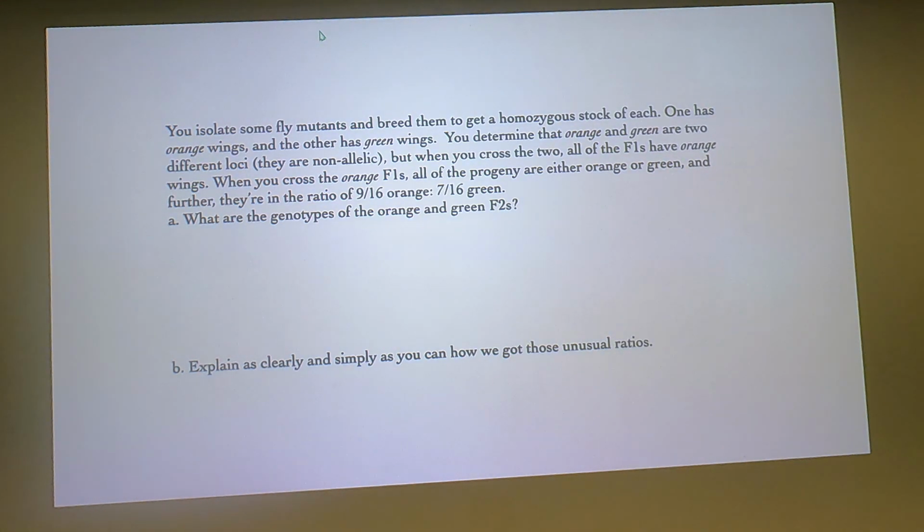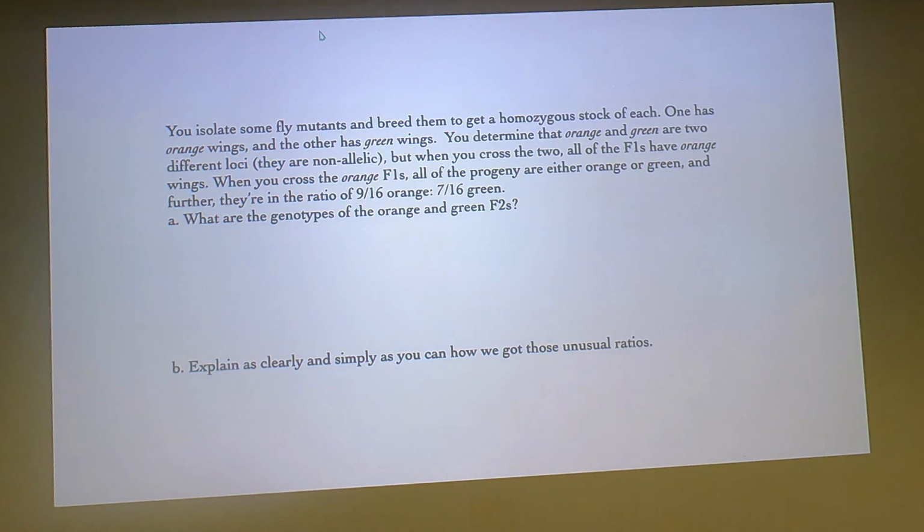Green just disappears. But again, I emphasize, these aren't alleles. They're two different loci. Then you cross the orange ones, and you get either orange or green. And when you cross the F1s, you get either orange or green in the progeny, and you get this ratio: 9/16 orange and 7/16 green.